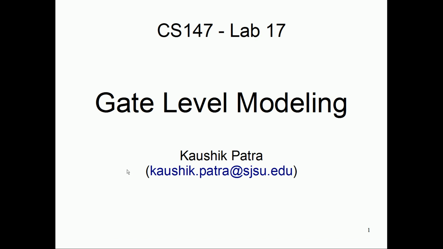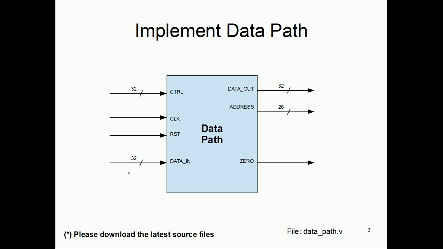This is the final lab of CS147. Here we will be developing the processor at the gate level, what we have discussed during this course. This is the final phase. So what you need to implement is a data path.